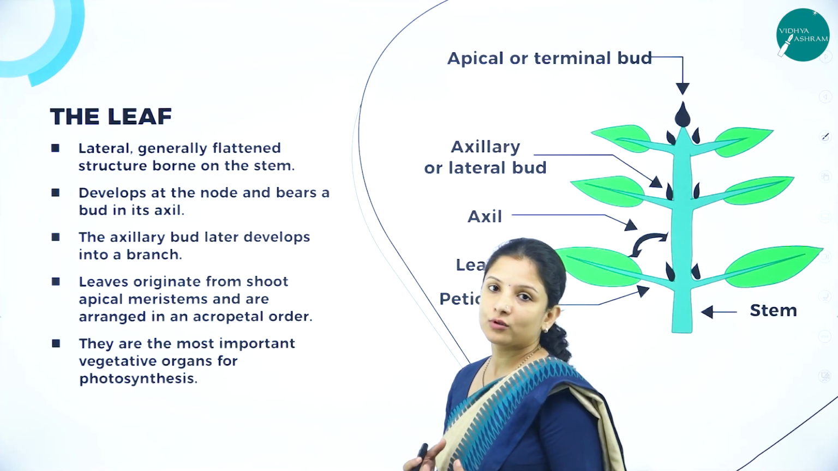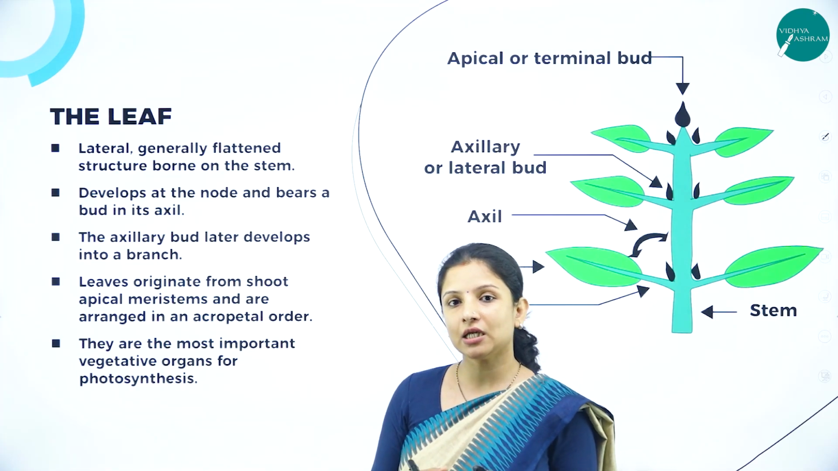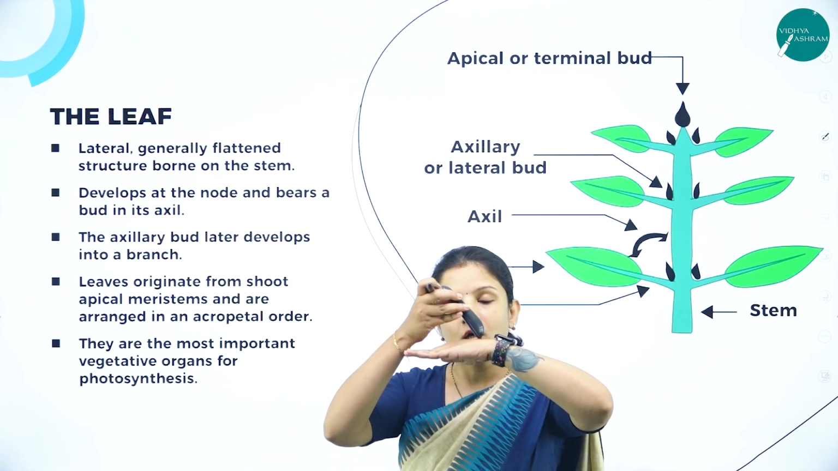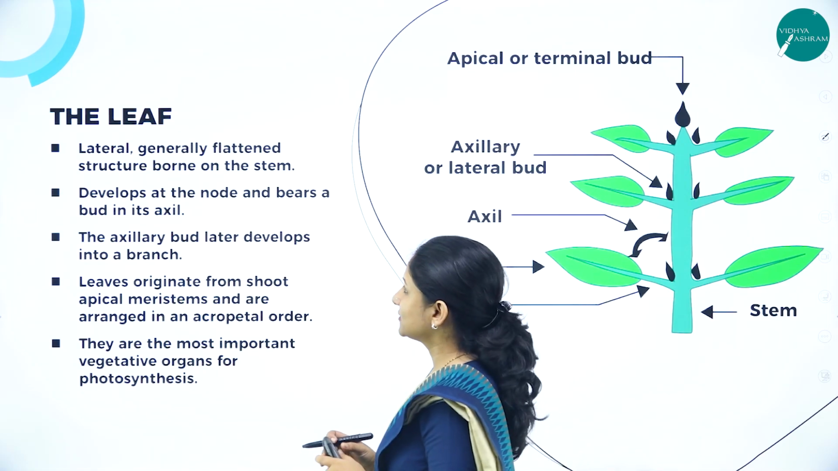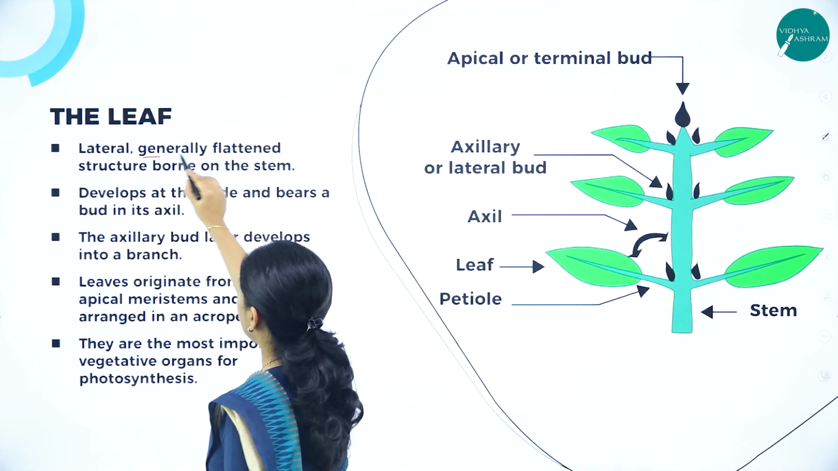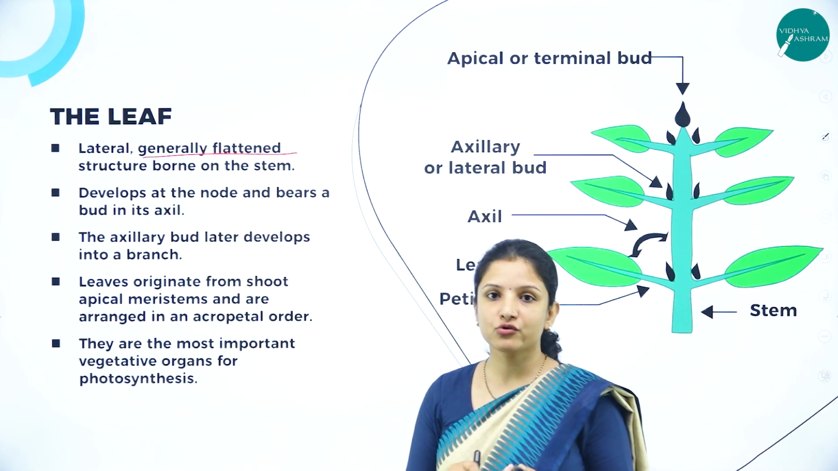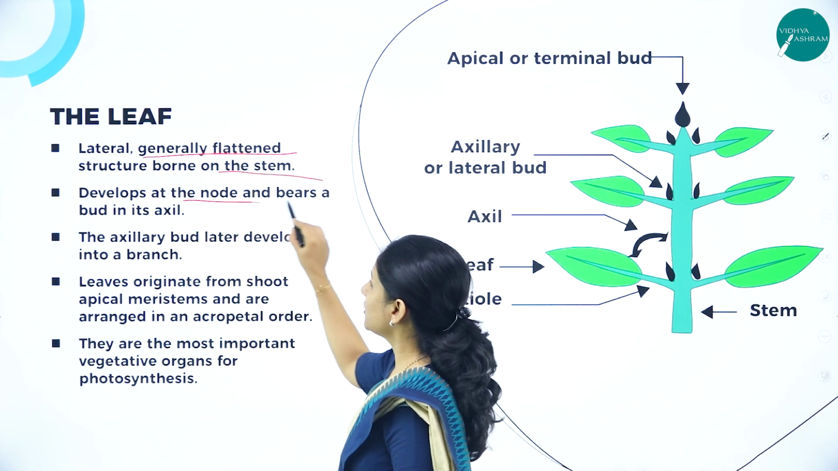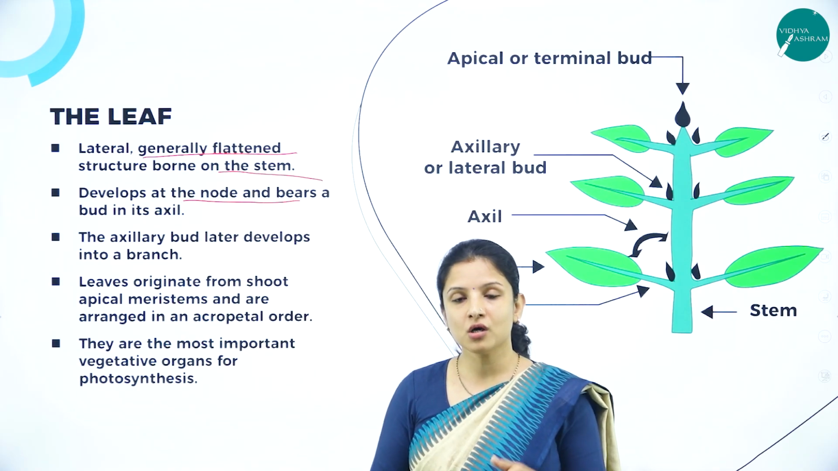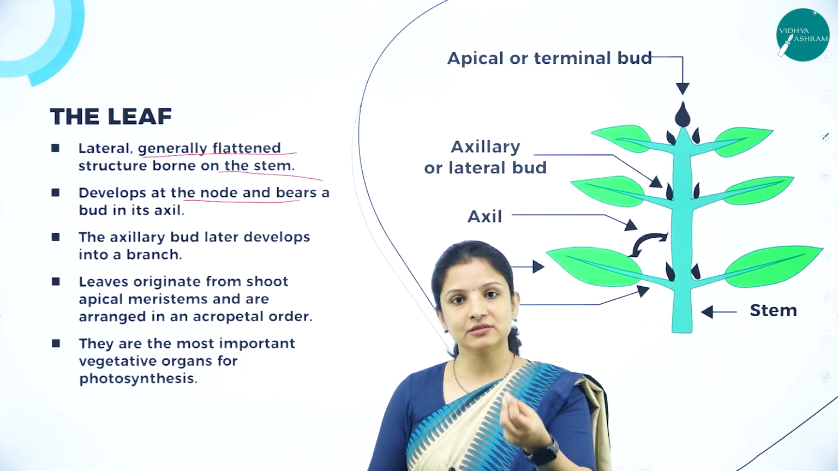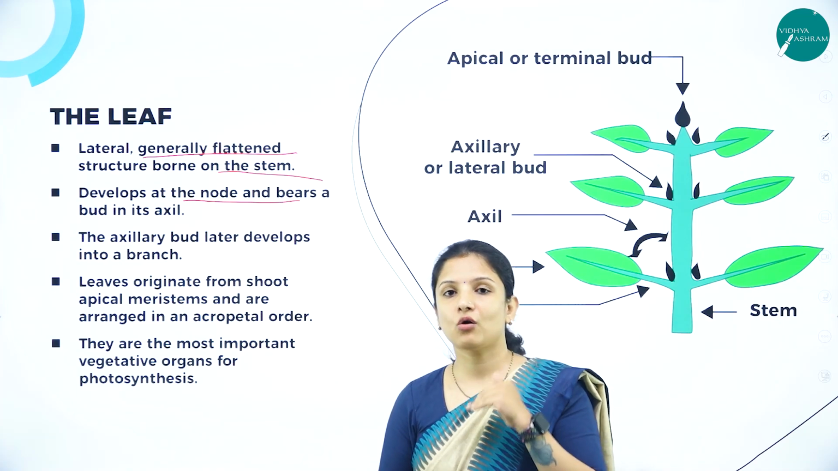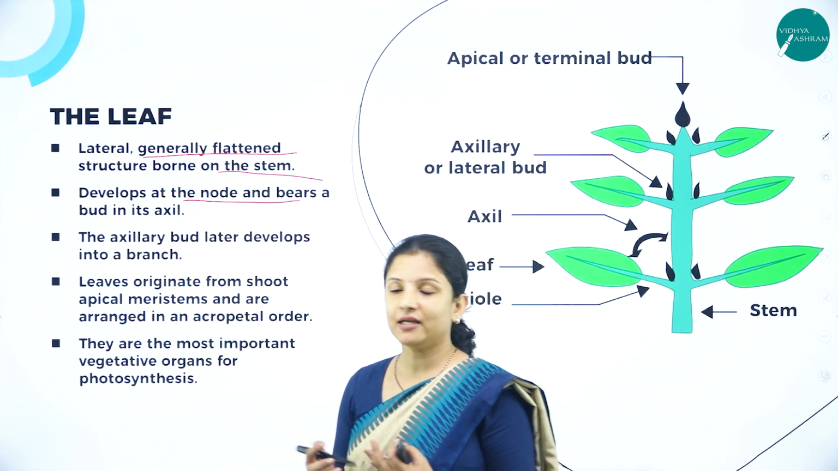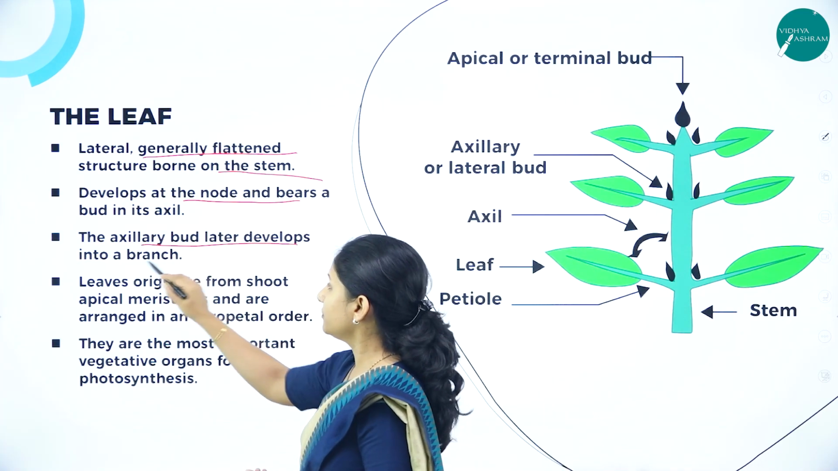So leaf, how does it look? It is generally a flattened structure which is completely flat both at the dorsal side and the ventral side. Leaves are usually borne on the stem, especially at the nodal region of the stem, and also wherever a bud arises in the nodal region, there also the leaves can arise. And this axillary bud later develops into a branch.